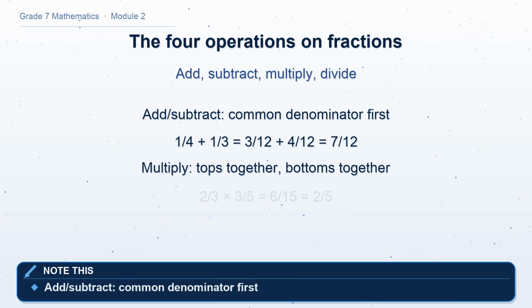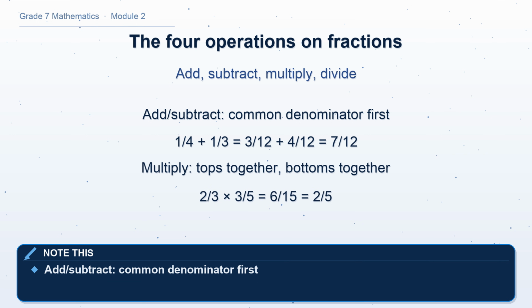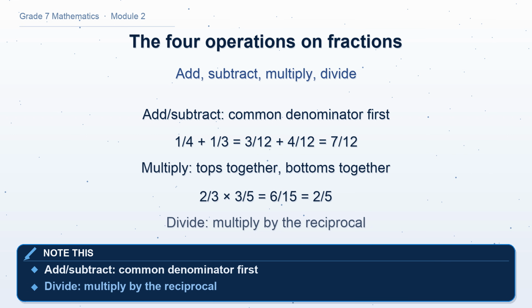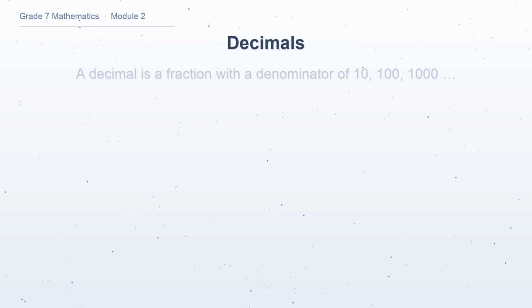To divide, we multiply by the reciprocal, that is, the second fraction flipped over. 3/4 divided by 1/2 becomes 3/4 times 2/1, which is 3/2. With these rules secure, decimals will feel familiar. A decimal is another way to write a fraction, one whose denominator is 10, 100, 1,000, and so on.